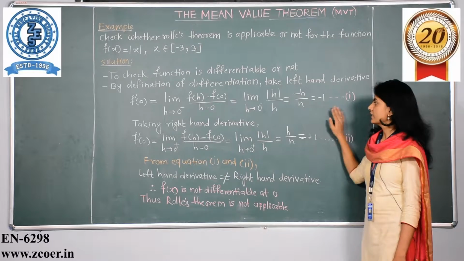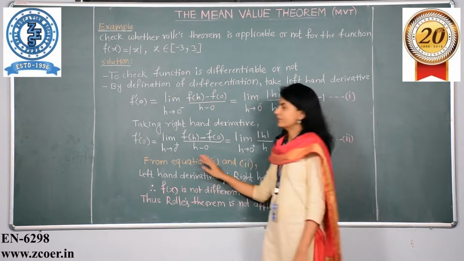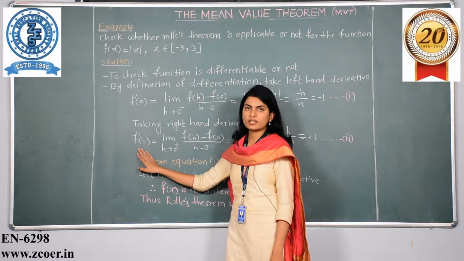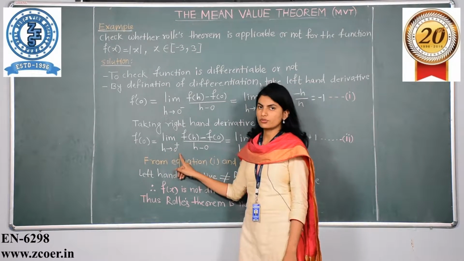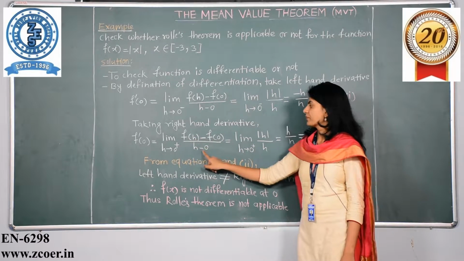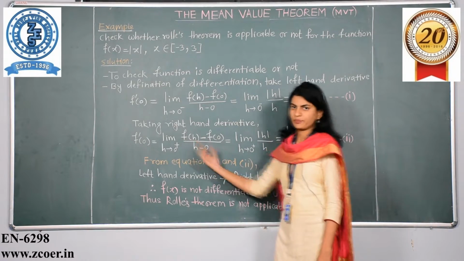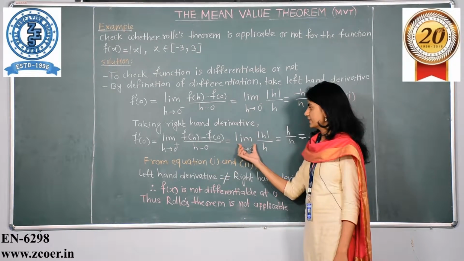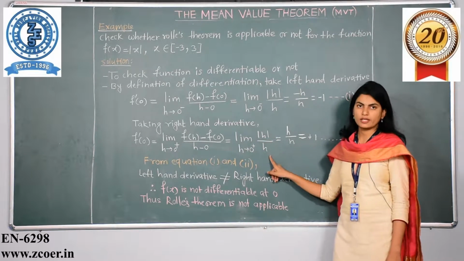So let us consider this as equation 1. Now taking the right hand derivative, we get f'(0) equal to the limit as h tends to 0 plus of (f(h) minus f(0)) divided by (h minus 0). Similarly, f(h) is mod h, so here we have written the same: limit h tends to 0 plus mod h by h.